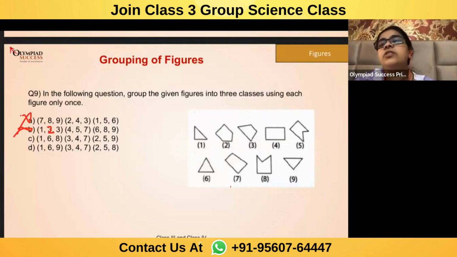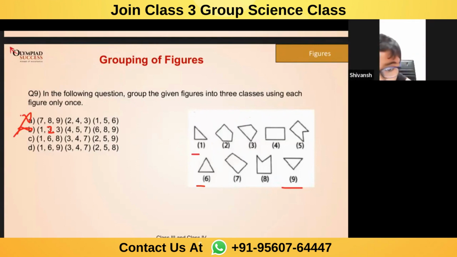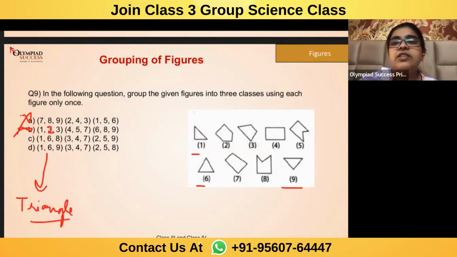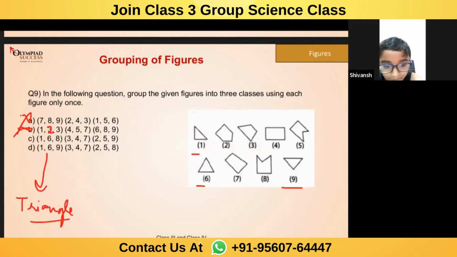Now look at option number D, Shivansh. 1, 6, 9. Is there a similarity between the figures there? Yes, sir. What is the similarity? They are rotated and flipped, but they are triangles only. Triangles only. Perfect. So can I put them in one group, Shivansh? Yes, sir.